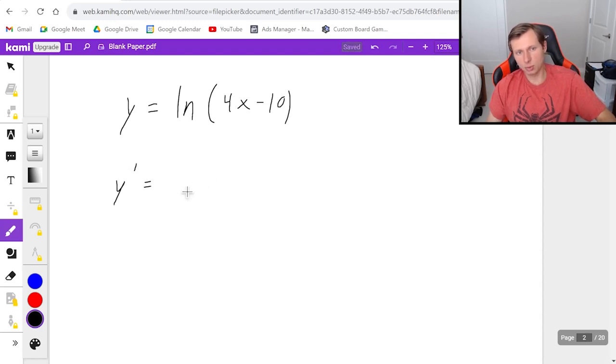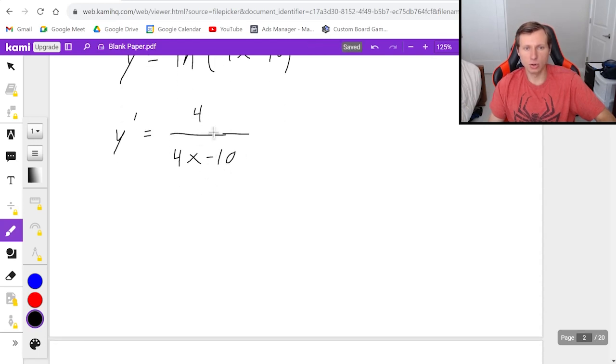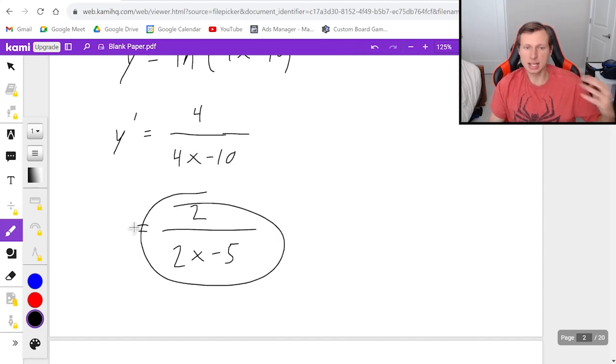Y prime equals, in the numerator, the derivative of 4x minus 10, which is just 4. The denominator is 4x minus 10. Simple as that. And don't forget that these are all divisible by 2. So if I pull a 2 out of the numerator, it's 2. And if I pull a 2 out of the denominator, I still have 2x minus 5. And these 2's do not cancel because it doesn't show up in this 5 term here. So I just circle this as my final answer, and this is perfectly correct.